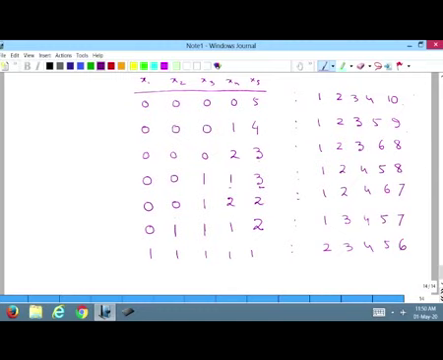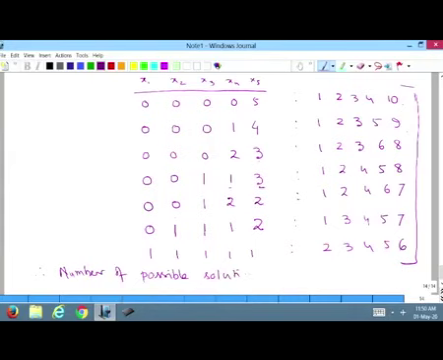Note that all of them will sum up to 20. Therefore, the number of possible solutions is 7.